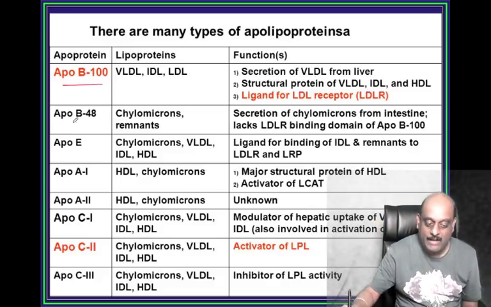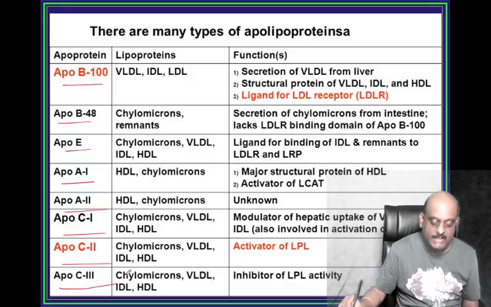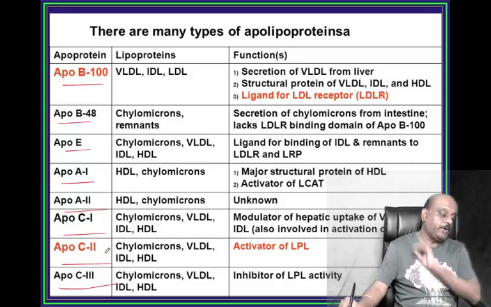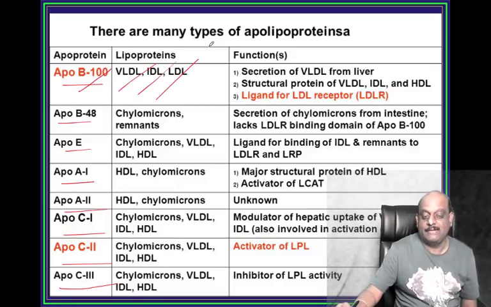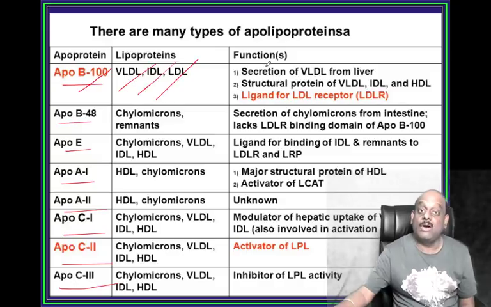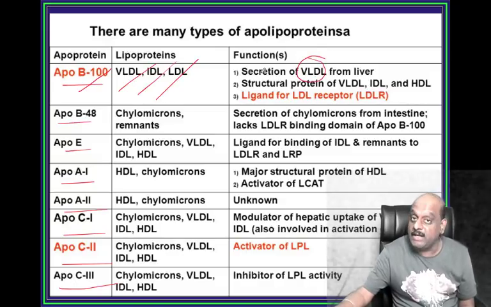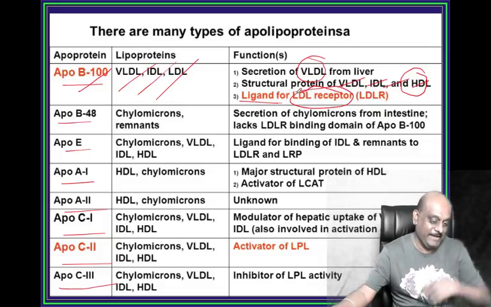Apo B100, Apo B48, Apo E, A1, A2, C1, C2, C3. These are the apo proteins. Where is B100? VLDL, IDL, LDL. So what will it do? It makes VLDL secretion from the liver. It is a structural protein in VLDL, IDL, and also LDL. It is the ligand for the LDL receptor, is B100.